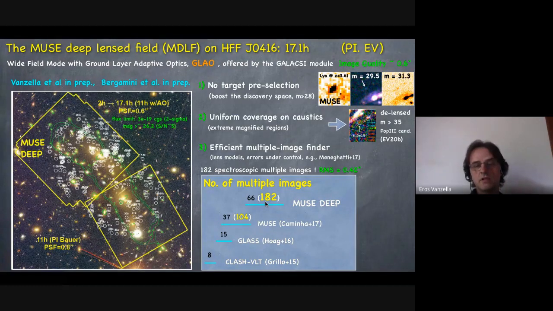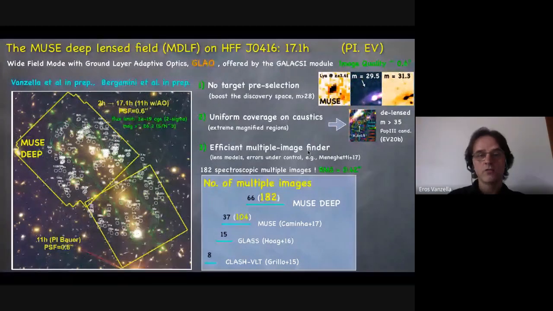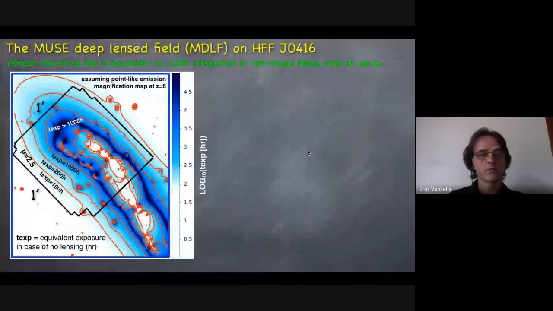That is quite impressive, and this is the first time that we have such a very, very large number. And the model must reproduce exactly the position of these multiple images, and actually we are obtaining an RMS of 0.42 arcsecond. So it's very important to have a very precise lens model for this kind of thing, because we want to delens and obtain information on the physical properties.